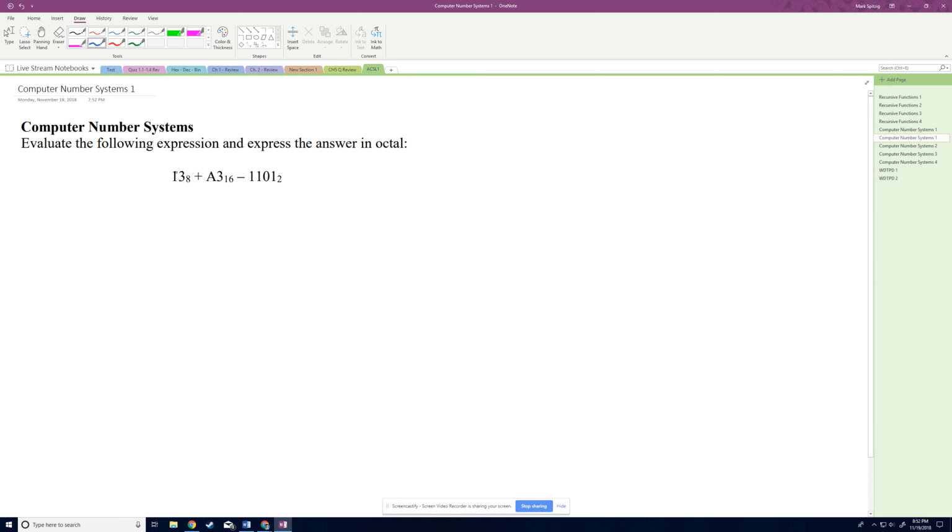So we can do this. We know that 1, of course, in groups of 3s is 0, 0, 1, or just 1. And then, of course, 3 is just going to be 0, 1, 1. Right? So we really can just say that this is going to be 1, 0, 1, 1.